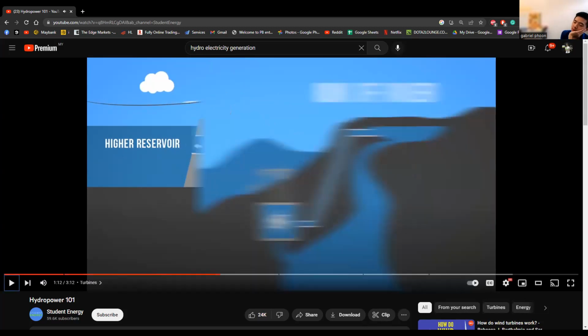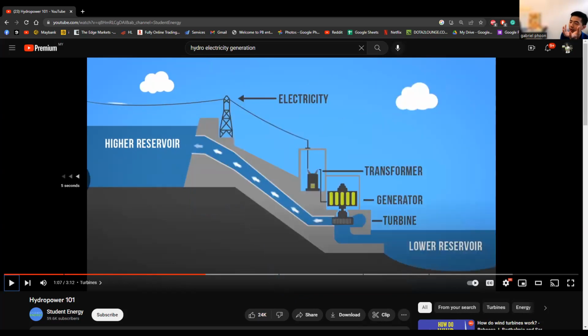In case you guys are wondering what a reservoir is, it's just a fancy term for somewhere where they can fill or store liquids. So a higher reservoir is just the part where they store water, and then the lower reservoir is the part where they store water at the lowest position.